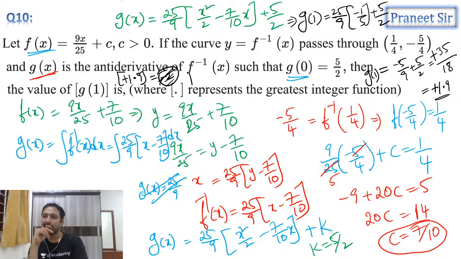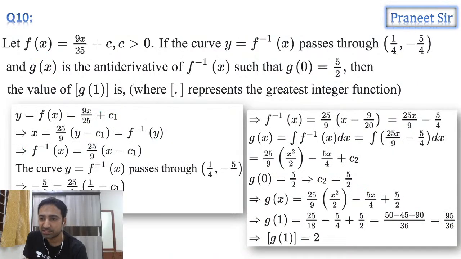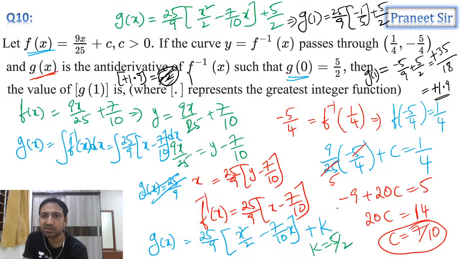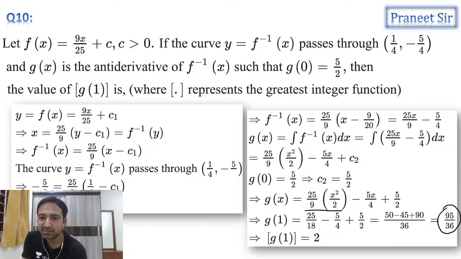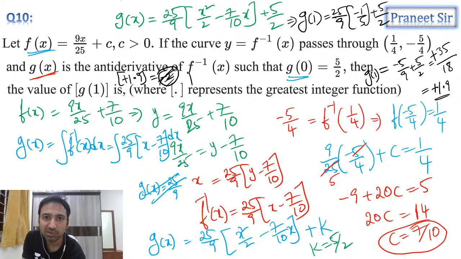Minus 5 by 9. 35 by 18 is correct only, no? 35 by 18 is something like 1.9 or something only, less than 2 only, no? 35 by 18. But let's see how much he is getting. He is getting something around 95 by 36. So we made a mistake somewhere. We got this correct, 25 by 9 into x square by 2 correct. Next, minus 5x by 4. No, this is wrong. So somewhere we did wrong here.